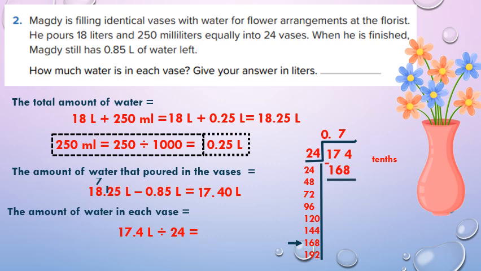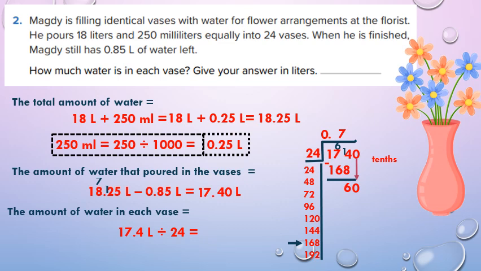Then subtract. 4 minus 8 can't be. We'll take 1 from the 7, which will be 6, and the 4 will be 14. 14 minus 8 equals 6. 6 minus 6 is 0 and 1 minus 1 equals 0. 6 is too small for division by 24. We have here lots of 0. We could take 1 and put it down to make 60.